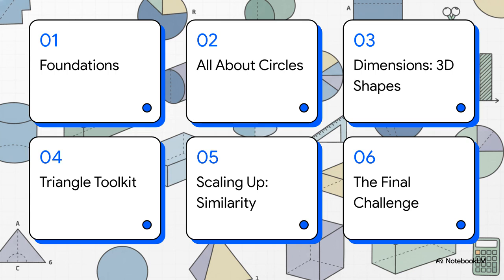Okay, so here's our game plan. We're going to start with the absolute foundations, 2D area and perimeter. Then we'll get into the world of circles. After that, we're jumping into the third dimension with 3D shapes. Then we'll build the ultimate triangle toolkit, and this is a massive one for the higher tier. And finally, we'll see how to scale shapes up and down and pull everything together for those tricky exam questions.